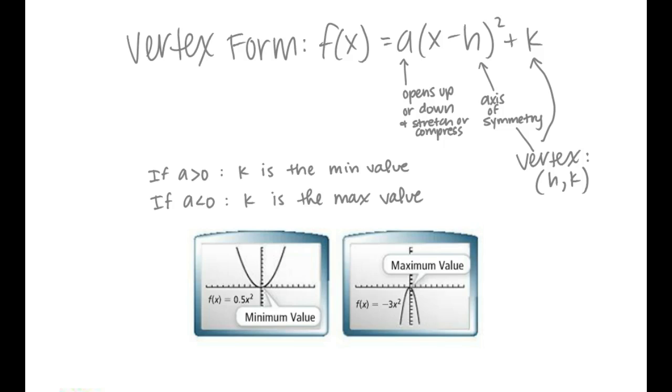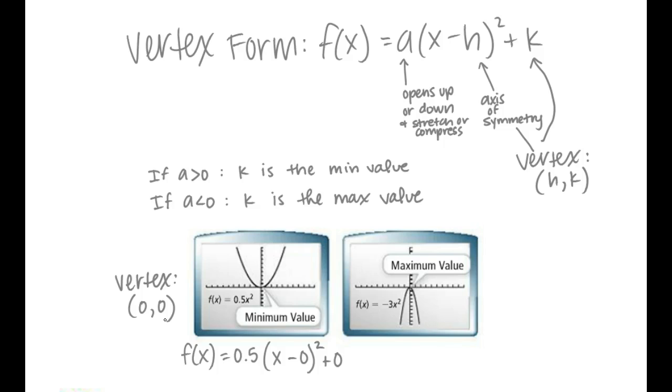So you can take a look at the two graphs below. We have f of x equals 0.5 x squared. That is currently in standard form, but if we were to change that into vertex form, it would be f of x equals 0.5 times x minus 0 squared plus 0. And the reason why I'm putting those zeros in there is because the vertex is at the origin.